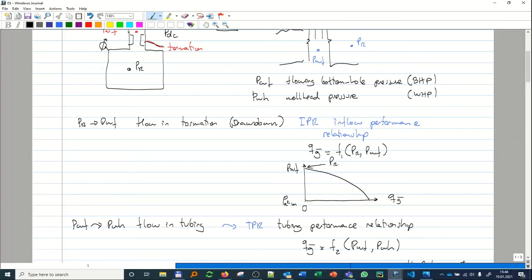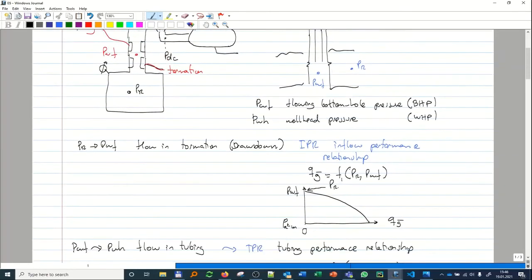And this flow rate usually is called absolute open flow, AOF, what the formation can deliver, what the well can deliver.